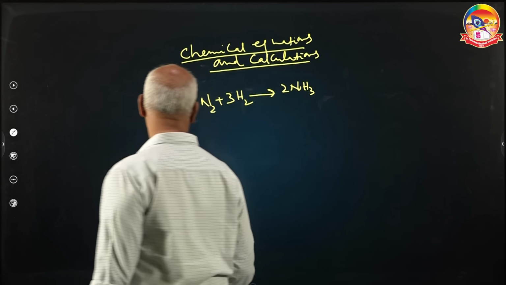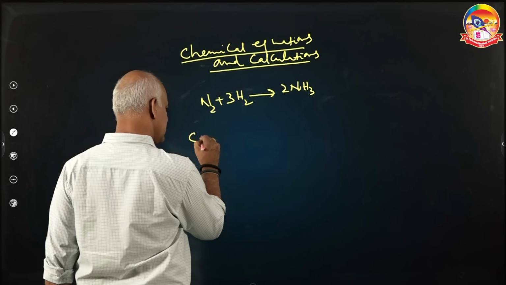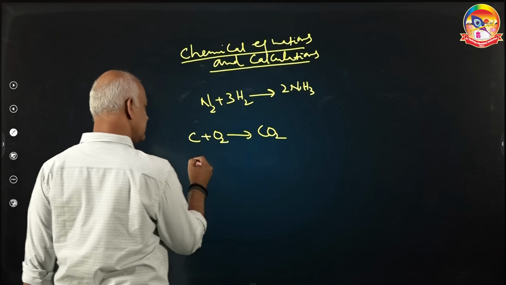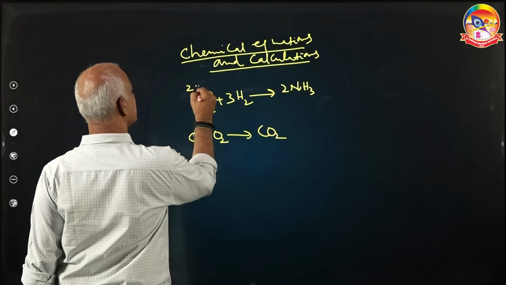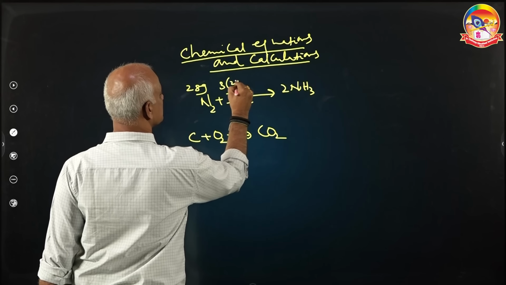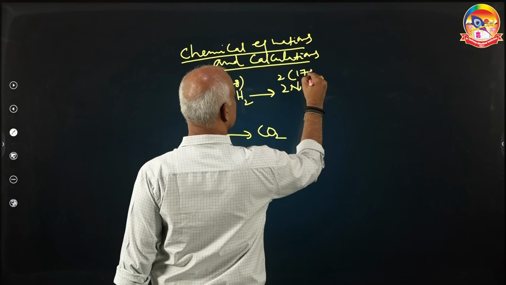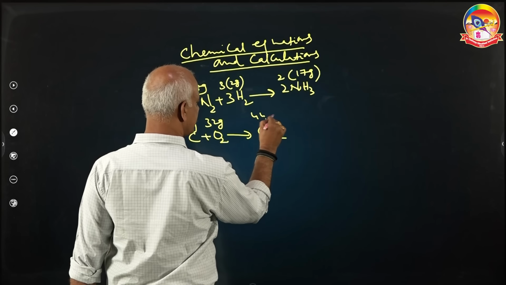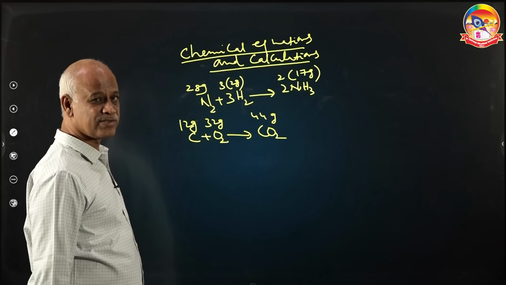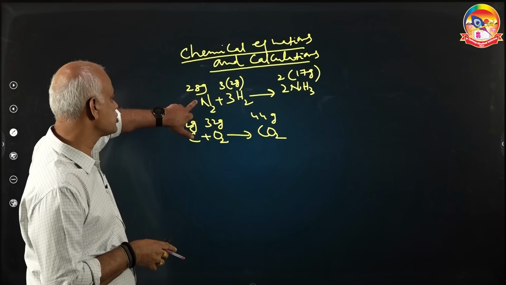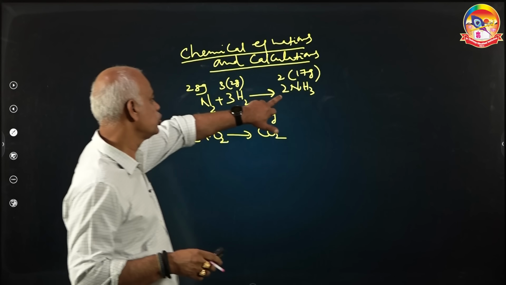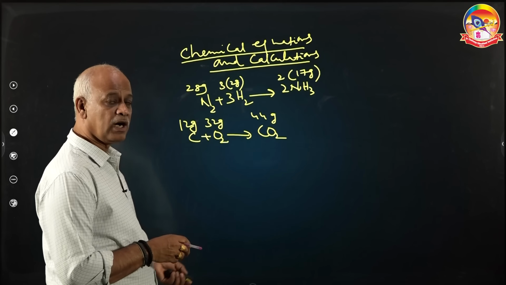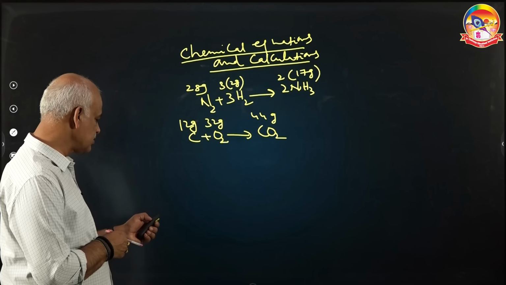Suppose you are going with a simple question, C plus O2 gives CO2. You can very clearly see, 28 grams, 3 into 2 grams, 2 into 17 grams. Here also 12 grams, 32 grams, 44 grams. These are all weights, but how to proceed? Here, suppose moles: 1 mole, 3 moles, 2 moles. 1 gram atom or 1 mole, 1 mole, 1 mole. How to proceed, what type of questions can you get here?